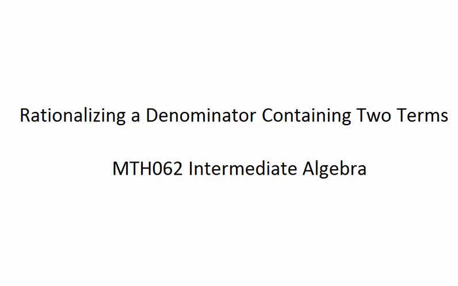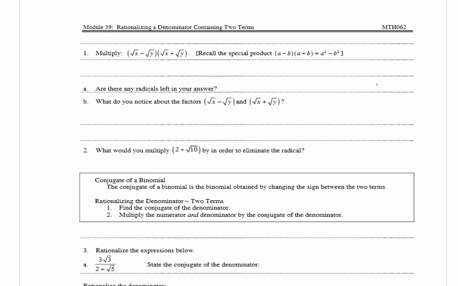In this video, we're going to be rationalizing a denominator containing two terms. For number 1, multiply the square root of x minus the square root of y times the square root of x plus the square root of y. It wants us to recall the special product: a minus b times a plus b is equal to a squared minus b squared. So this is equal to the square root of x squared minus the square root of y squared, which is equal to x minus y.